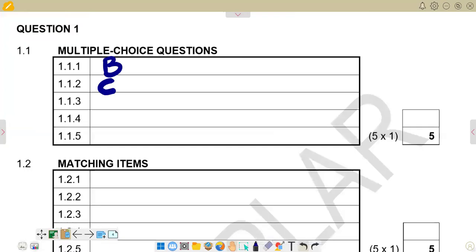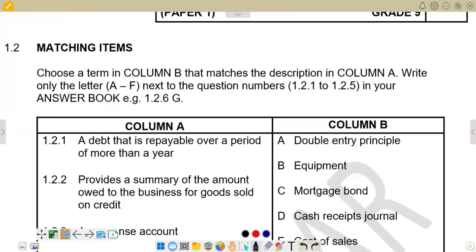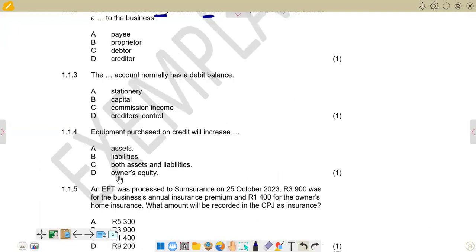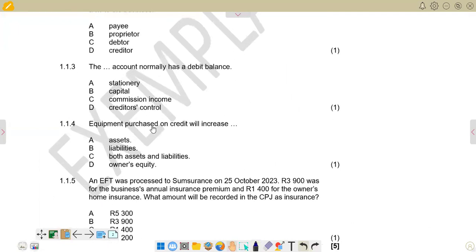So if you come to the answer section, we are now on 1.1.3 and have A as the correct answer. We go back again to see what we have in terms of the next question. We are now on 1.1.4. This is the question that we have on 1.1.4: increase equipment purchased on credit will increase.